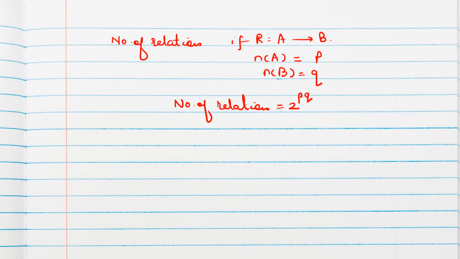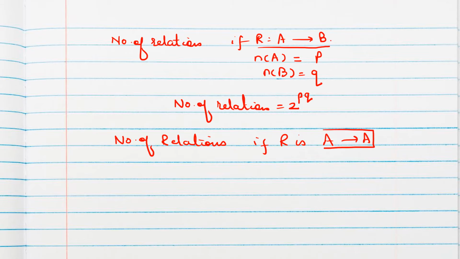Okay. If your relation R is defined from A to B, then the number of relations is 2 power PQ. Now the number of relations if R is from A to A. Okay, from A to A means, in another way we can say R is defined on A. And suppose cardinality of A, that means number of elements in set A is equal to P. So your number of relations that time will be 2 power P square.